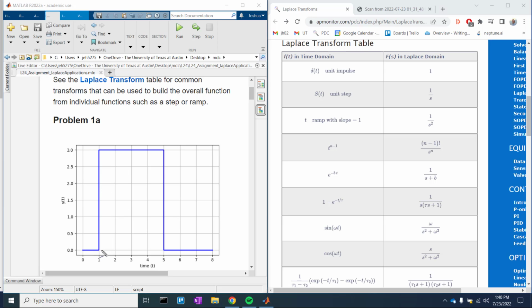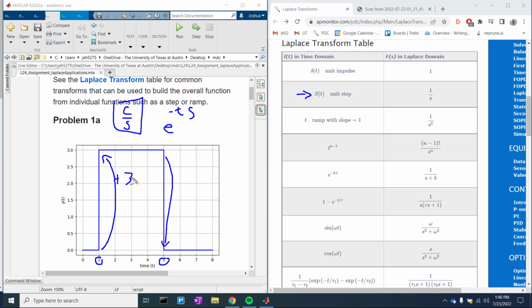We have a step function here, and so at time 1 and at time 5 we're going to go up 3, so up 3, and then down 3. So the two things to note here are, first, that if we have a step function, or some constant, it's going to be the constant over s, and then if we have some time delay, it's going to be multiplied by e to the negative ts, and we can find that right over here as far as the unit step. Right here is where we're getting this, and then the delay we find down below.